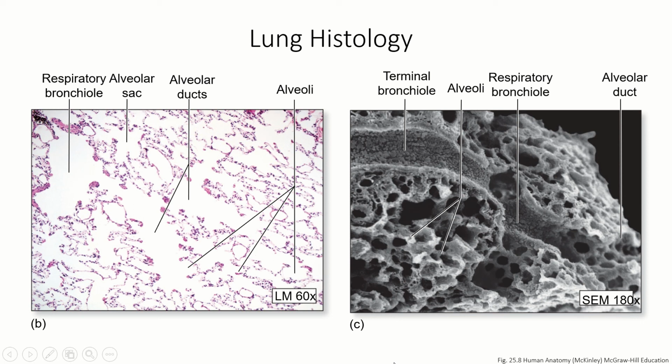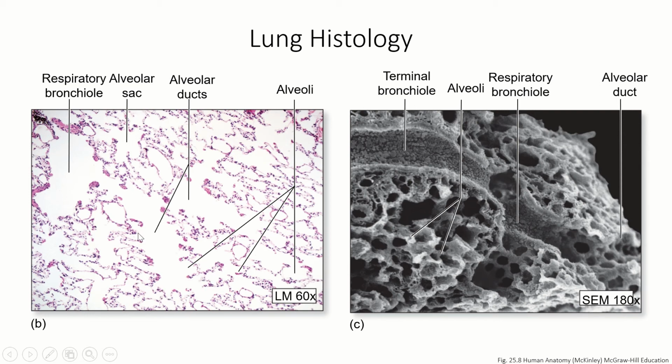For this last section, we're going to talk lung histology, and then we're going to talk about some lung pathologies. So this is what lung tissue looks like on a microscope slide. And you can see really clearly we've got the respiratory bronchiole here, this big space with a thicker wall. We've got the alveolar duct here, and then these little pockets coming off of that are the alveoli.